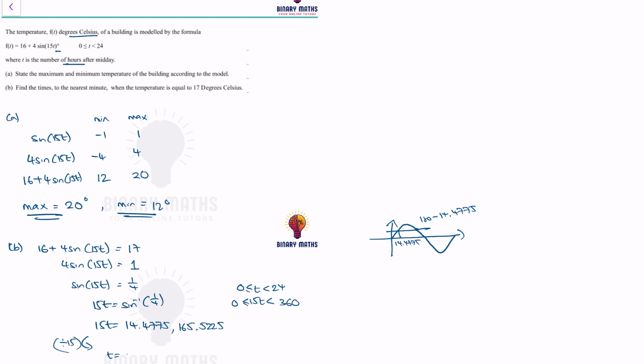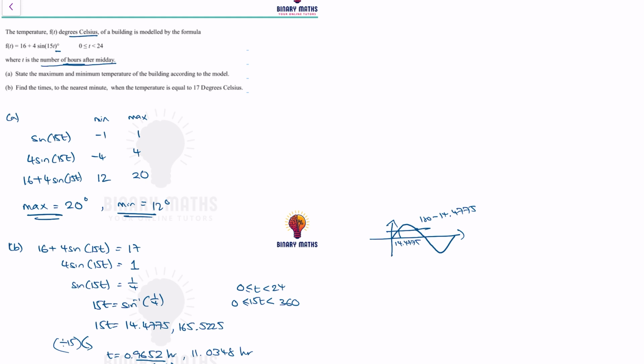All I need to do is divide by 15 to find t. So t will be equal to 0.9652, and this is measured in hours. And 165.5225 divided by 15 gives me 11.0348 hours. Because t is measured as the number of hours after midday, it's 0.9652 hours after midday. So it'll still be 12. I need to times the 0.9652 by 60 to see how many minutes it'll be and round it.